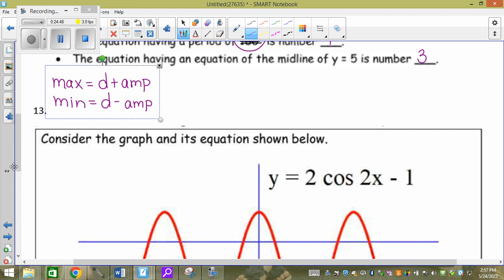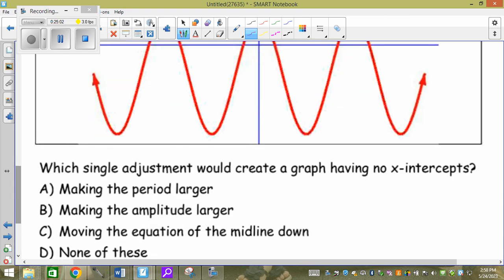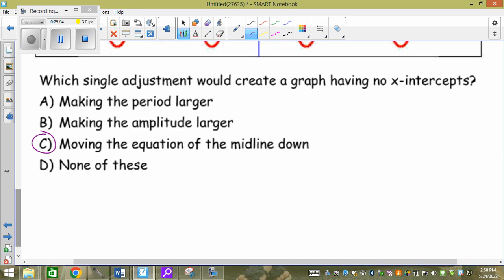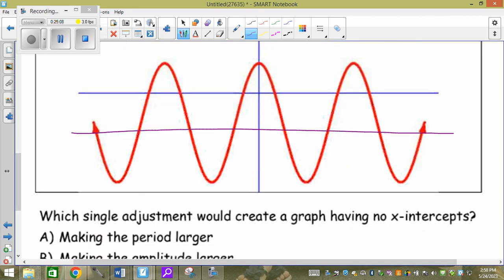This one, y equals cos 2x minus 1. Does the cos change anything for us? No. The single adjustment which would make this graph have no x-intercepts would be moving the midline down. If I move the equation of the midline down, if it's here, let's say, and I take it and I drop it, it'll take this max and it'll drop it below. So it's C.